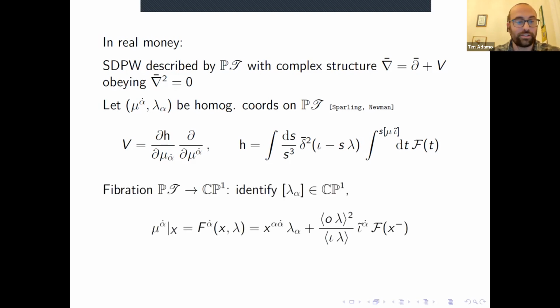And you can also construct this fibration over CP1 explicitly, and that gives you an explicit realization of these holomorphic curves, these rational curves in twistor space. Each one of these rational curves corresponds to a point in the self-dual plane wave manifold.